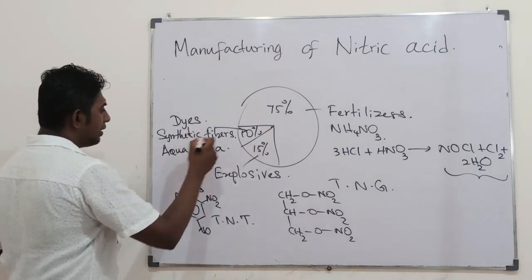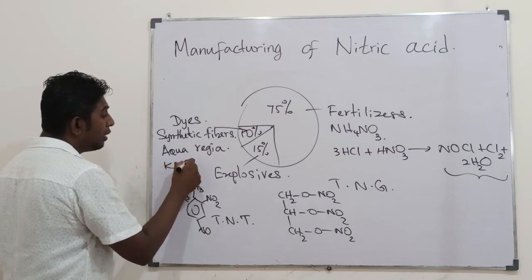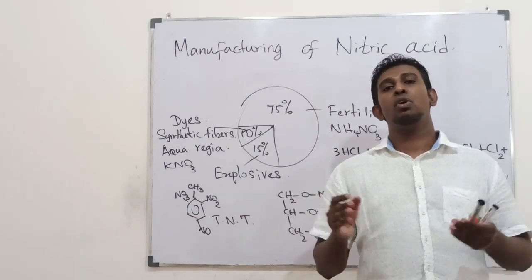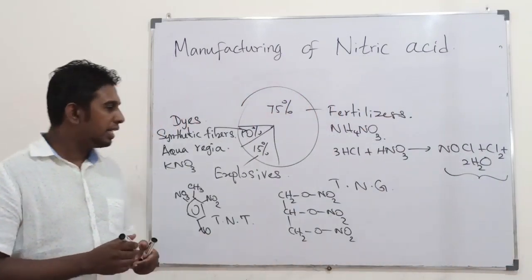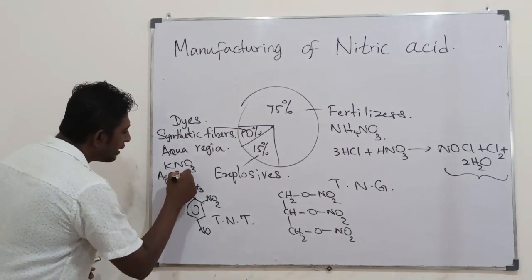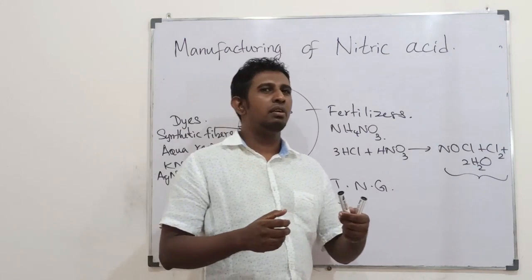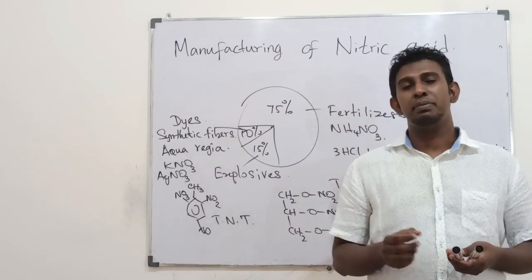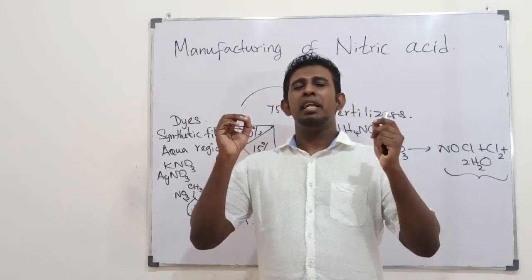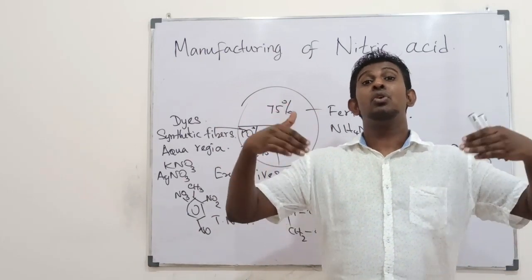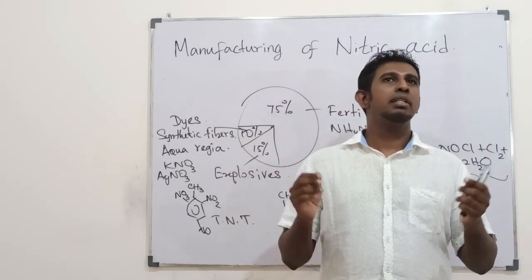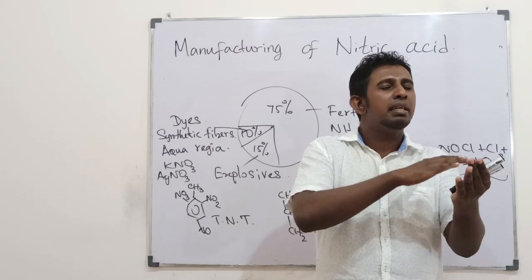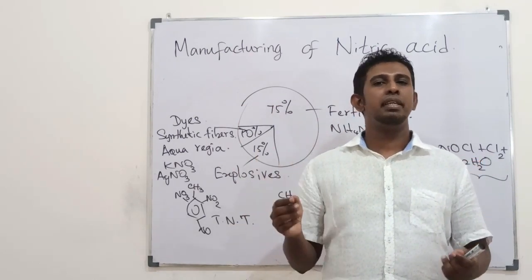Then nitric acid within this 10% is used to manufacture potassium nitrate, what we call saltpeter. It is used to manufacture gunpowder. Then further, nitric acid is used to manufacture silver nitrate. It is used in photographic fields. Silver nitrate is a photosensitive substance. Okay. Then nitric acid is used as soldering water. In soldering, meaning welding of metals, nitric acid is applied to clean the metal surface.